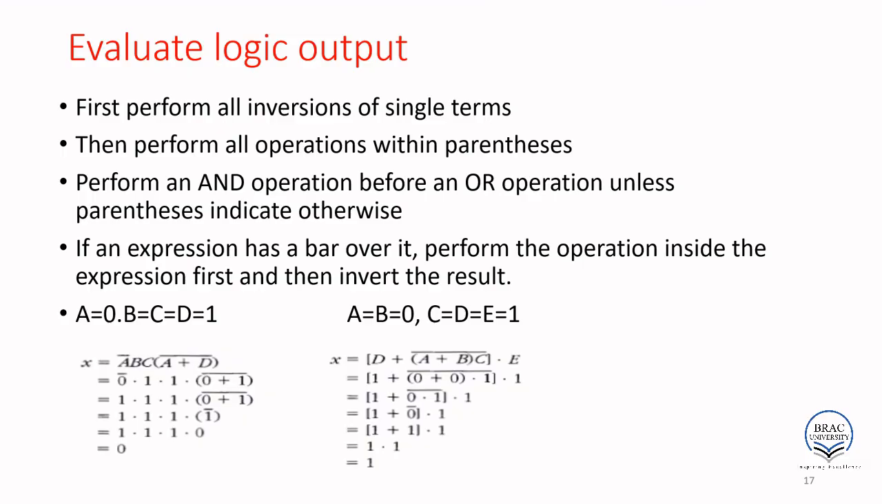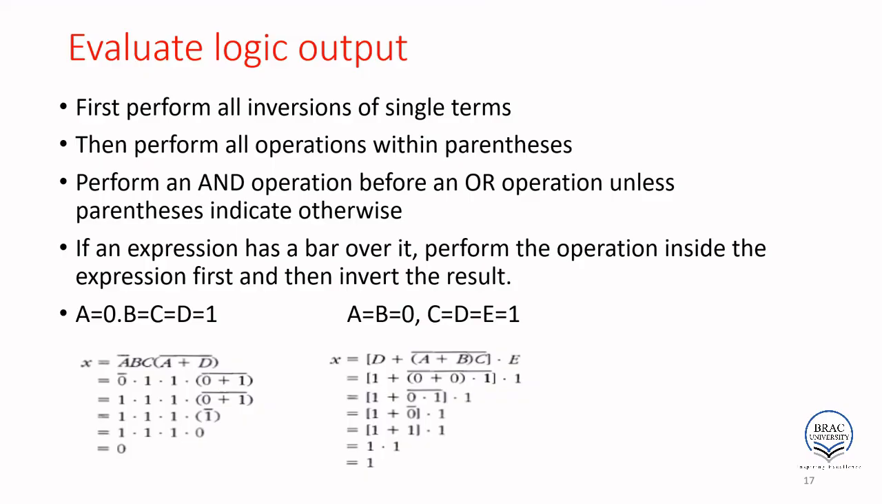Now evaluate logic output. To evaluate logic output, you are given expressions like x equals a prime dot b dot c dot (a plus d bar). You need to evaluate the expression. How can we do it? To perform that function, first perform all inversions of single terms, say like a prime. You need to do the inversion of this one. You are given a equals 0. So put a equals 0, then prime, it becomes 1.